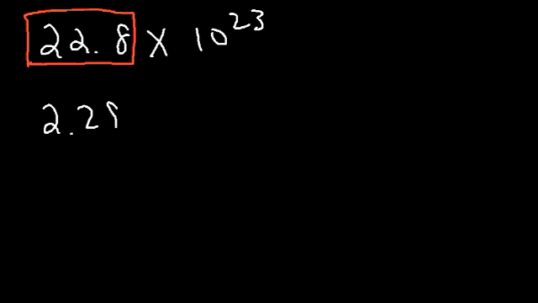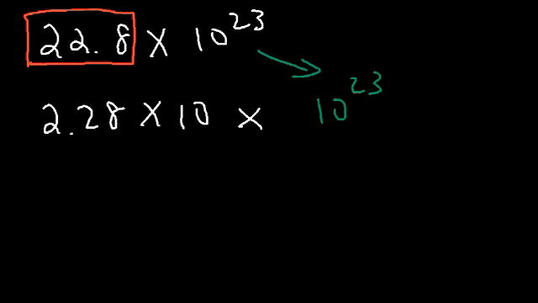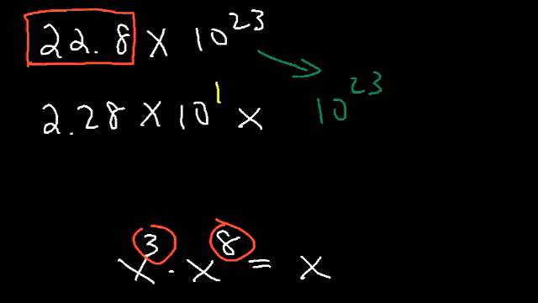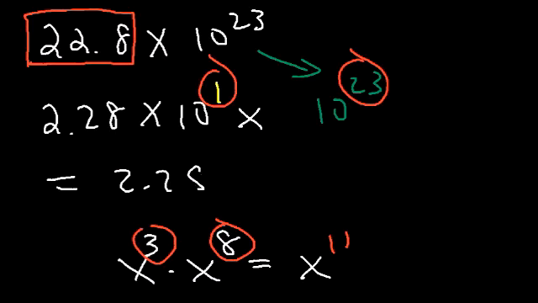And we still have the 10 to the 23, which I'm going to bring down. And 10 is basically 10 to the first power. Now, whenever you multiply two numbers that have a common base, you are allowed to add the exponents. For example, x cubed times x to the 8, we simply write 1x, and then we are allowed to add the exponents. 3 plus 8 is 11. So 1 plus 23 is 24, so that's why the answer is 2.28 times 10 to the 24.